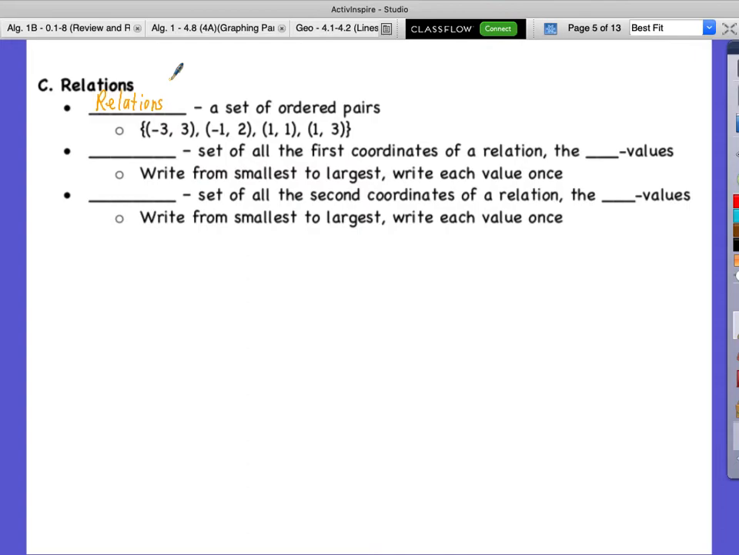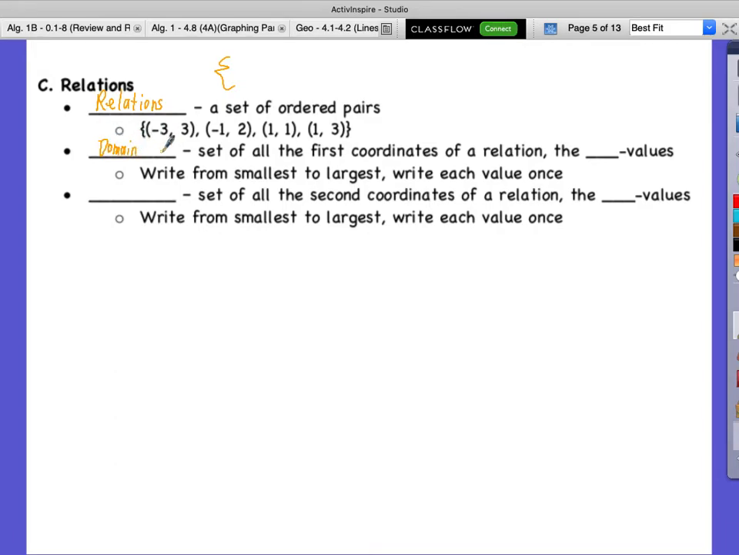These brackets right here tell us that these are our 4 ordered pairs, guys. We have negative 3, comma 3; negative 1, comma 2; 1, comma 1; and 1, comma 3. These are 4 different ordered pairs. So whenever they're in the fancy brackets, that's a relation. That's just saying, hey, this is a set or a group of these four ordered pairs in this case. That means we just do them out like regular.